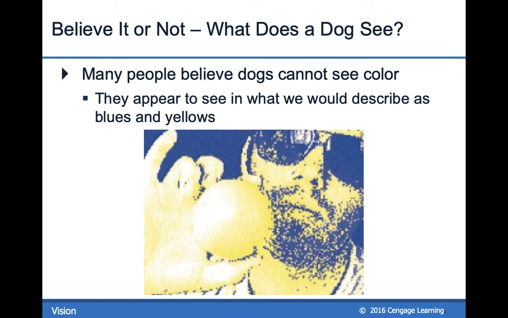So you may have asked yourself before, what does a dog see? If you have a dog at home, a lot of people believe that dogs can't see color, but they actually do. They just don't see reds very well. So they typically will see things on the blue to yellow spectrum. They're not going to see red the same way that you and I do.